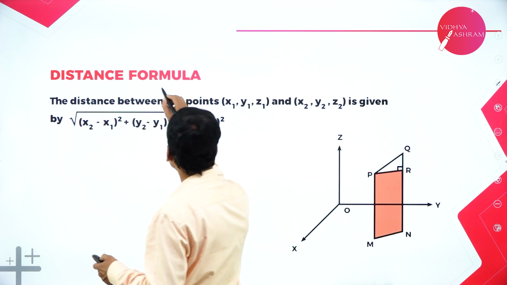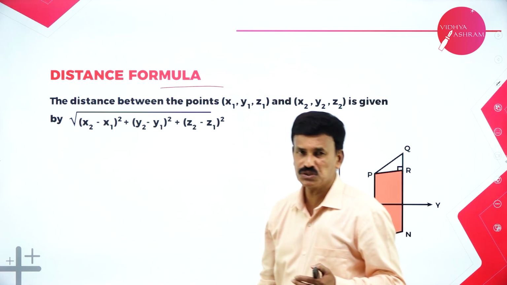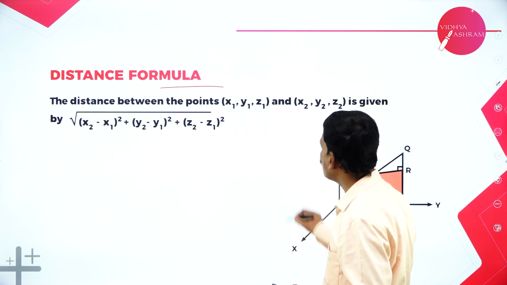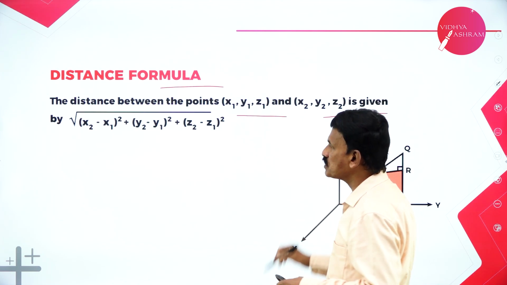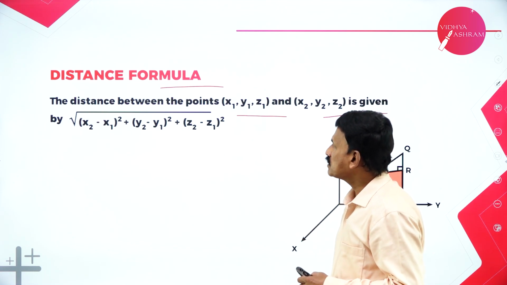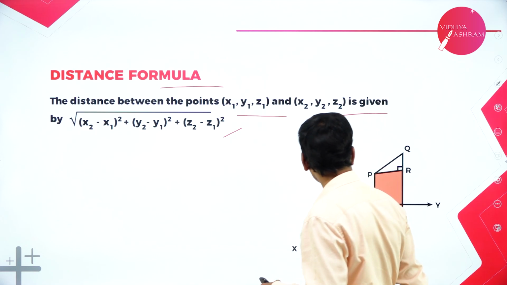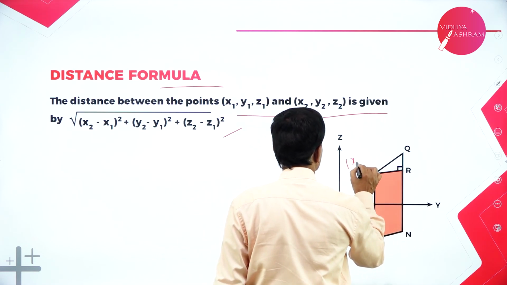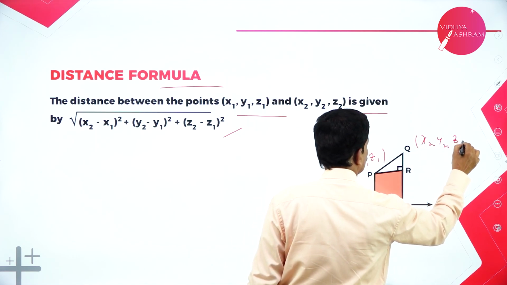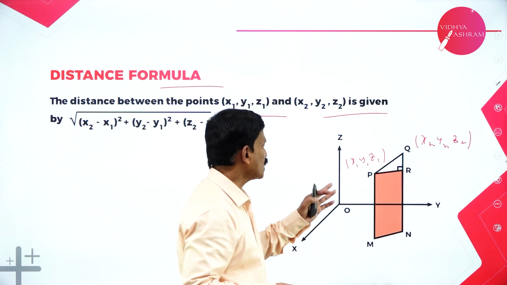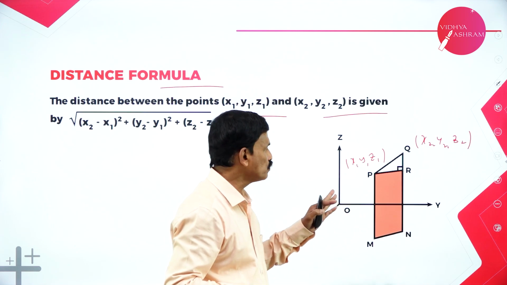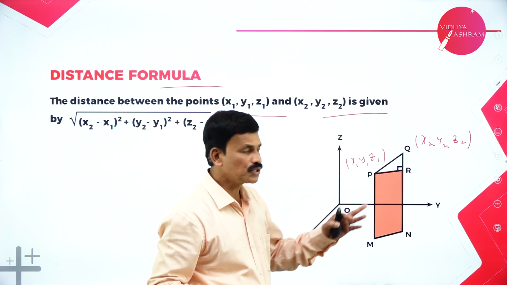So you might have studied in 2D geometry, the distance between any 2 points x1, y1 and x2, y2. So here also the distance between the points x1, y1, z1 and x2, y2, z2 is given by root of x2 minus x1 whole square plus y2 minus y1 whole square plus z2 minus z1 whole square. Suppose this is P x1 comma y1 comma z1 and Q x2 y2 z2, any 2 points. Let us consider 2 points P x1 y1 z1 and Q x2 y2 z2. Join PQ. Now we have to find the distance between P to Q.